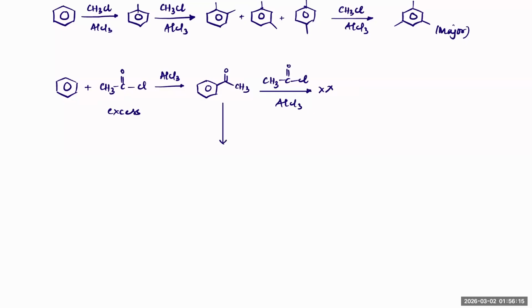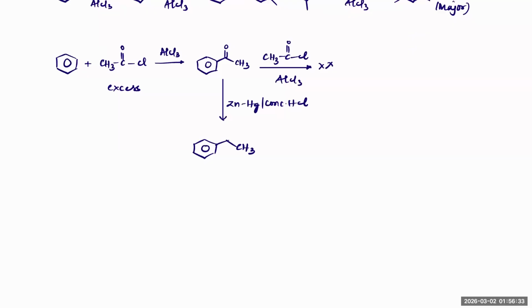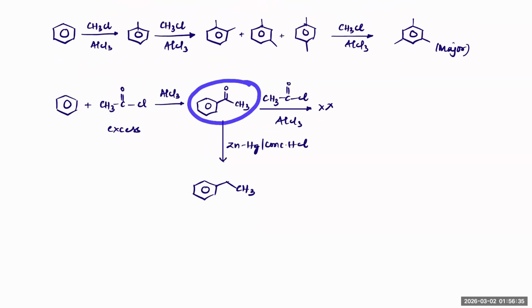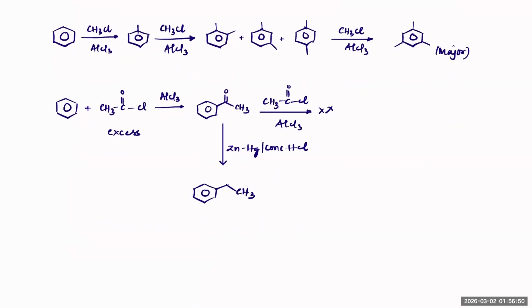From this product, if you use Clemmensen reduction, like zinc mercury amalgam in concentrated HCl, then that C double bond O gets reduced to the alkyl part. So first an acylation followed by reduction will lead to the formation of the alkylation product. So direct alkylation is not preferable, but you can go by this particular route. This is what Friedel-Crafts reactions suggest, right?